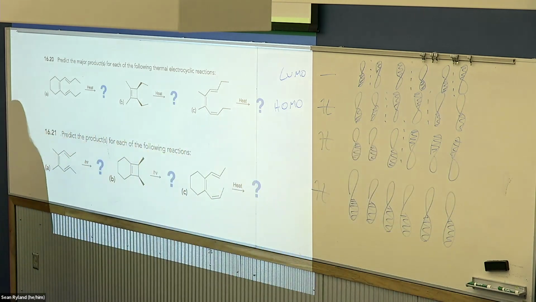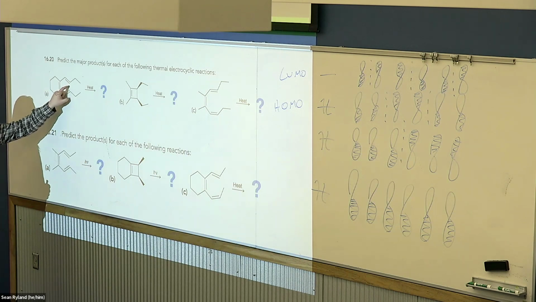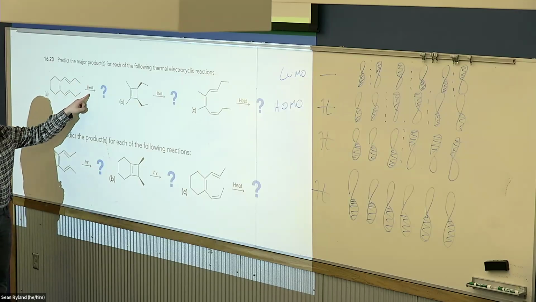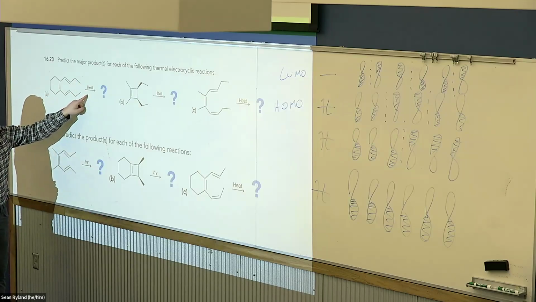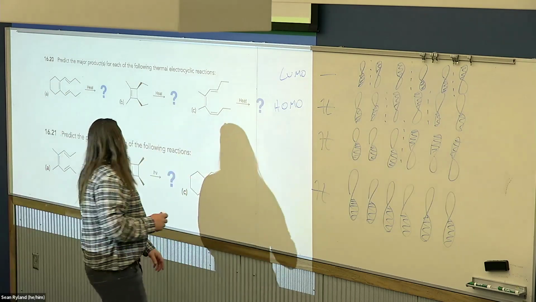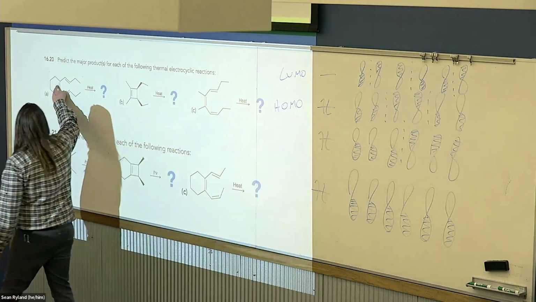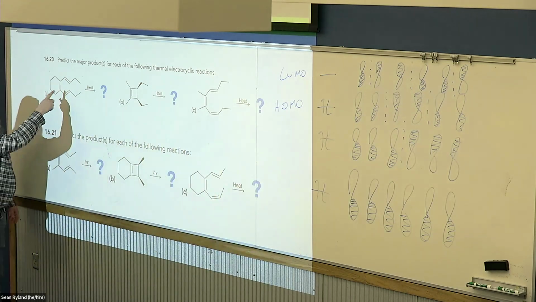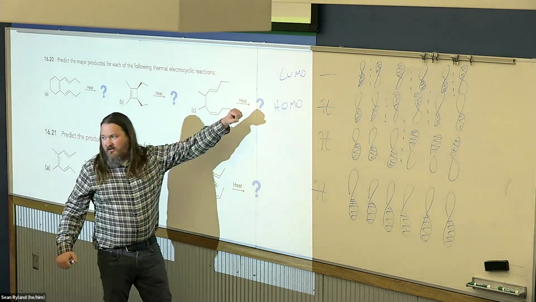Forming the cyclone is exactly what we've been talking about. It doesn't matter what else is attached to it. It just matters what your starting positions are and whether it is heat or light. So in this case, heat. Heat means HOMO. And we come over here and we look at, okay, we have 3 sets of pi electrons. 3 sets of pi electrons means that this is what our HOMO is going to look like.